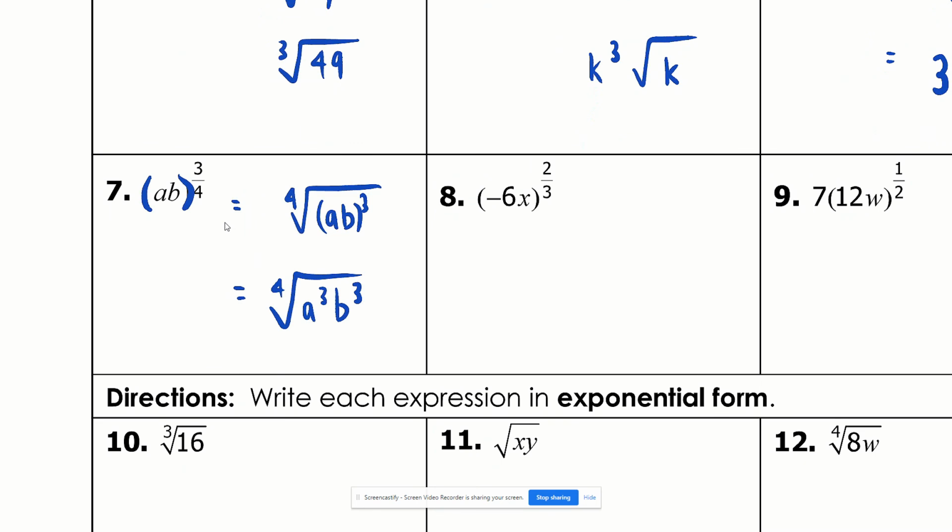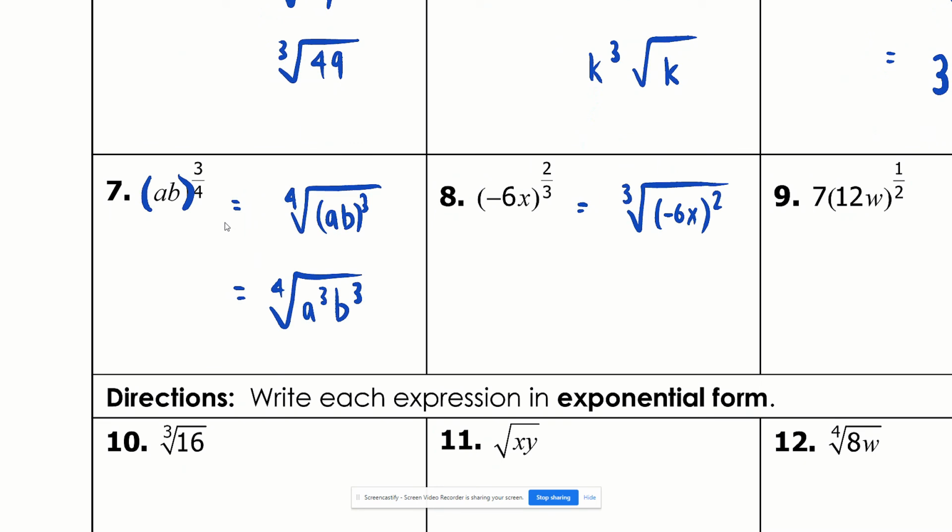Next one, we've got a fractional exponent. So I know it can be written as a radical. So then I'm going to take my negative 6x, which I know is down in my radicand. The denominator of my exponent is my root. And then this whole thing, the negative 6x, the whole thing is being squared.